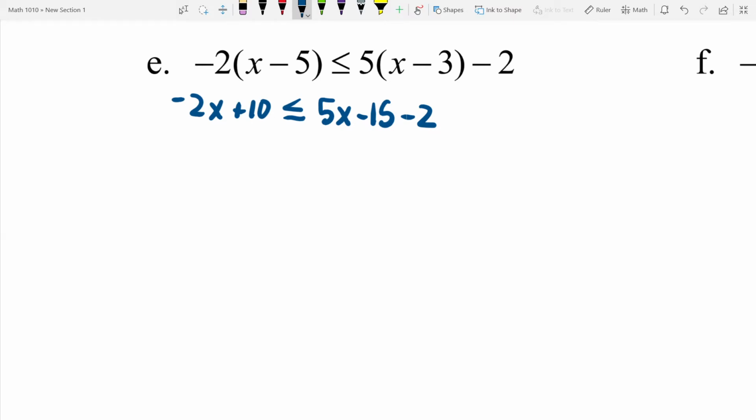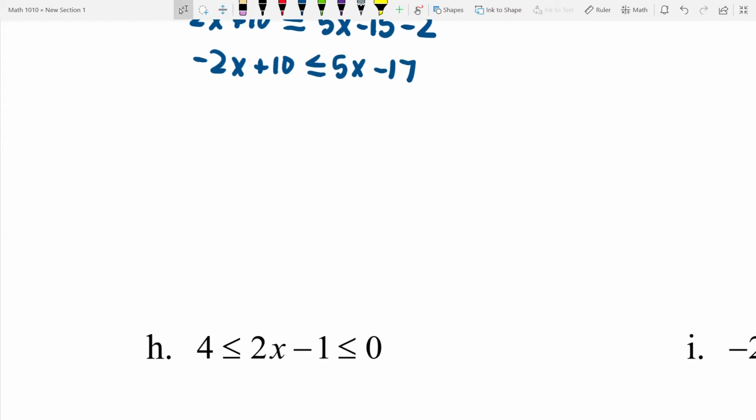Everybody stop. Should I start moving x's and numbers around right now? Tell me. No way. No. So simplify the left or the right. Everybody go negative 2x plus 10 is less than or equal to 5x minus 17. Now, look right here. Take this 2x, bring it over, it becomes a positive 2x. Right or wrong? Never. No. Do not take the x's to the right.